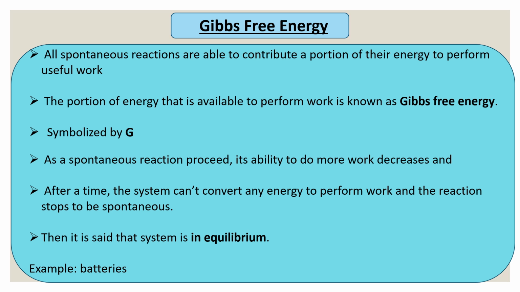Gibbs free energy. All spontaneous reactions are able to contribute a portion of their energy to perform useful work. The portion of energy that is available to perform work is known as Gibbs free energy and it is symbolized by capital G. As a spontaneous reaction proceeds, its ability to do more work decreases and after a time the system can't convert any energy to perform work and the reaction stops being spontaneous. Then it is said that the system is in equilibrium. Example, batteries.